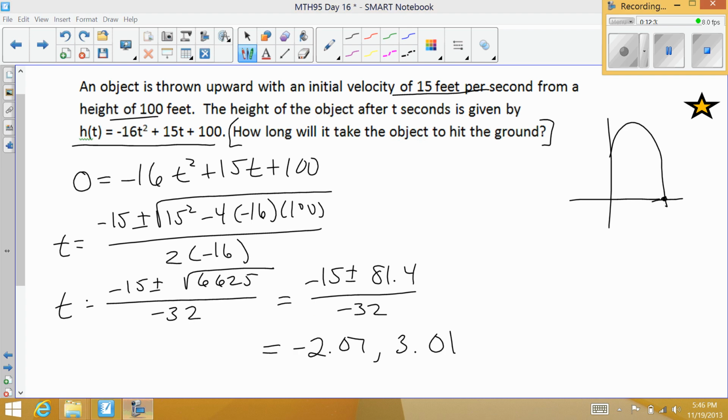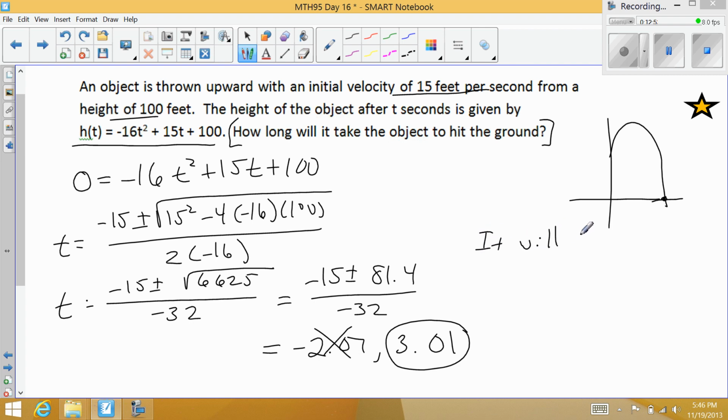Running that through my calculator, I came up with 2 solutions, one of which is a negative 2.07. Now I'm trying to find the time. Time cannot be negative unless we've got a time machine. So the only solution that makes sense to this particular problem is the positive solution. So it will take about 3 seconds to hit the ground.